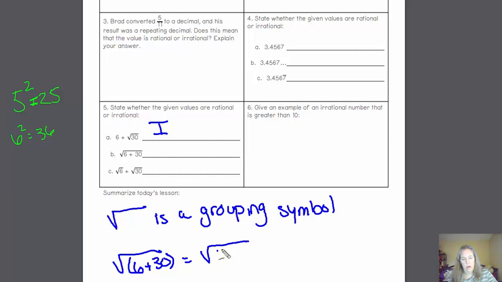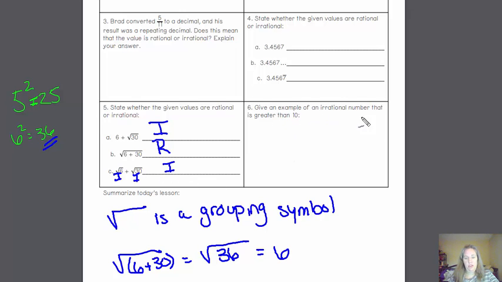So this is square root of 36, which is 6. So this is rational. If the plus is not in the square root sign, there's no grouping symbol here. So this is an irrational number plus an irrational number. You're going to get an irrational number there.